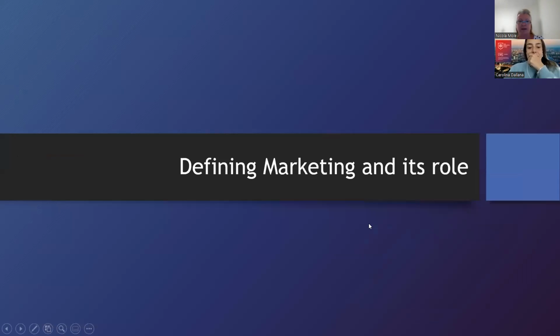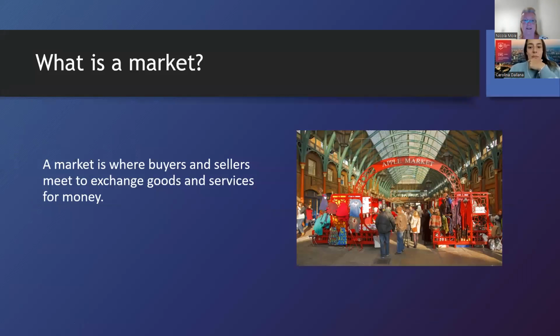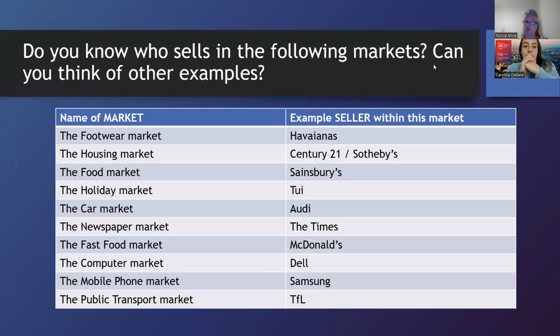All right, so that was the market that I was referring to in Covent Garden. So we're looking at different sellers of different products, some of which you would be familiar with in your country in Brazil, some of them you might not be. Newspaper market. So we have a range of newspapers that you can either buy a paper copy or you can buy online. Fast food market, we all know McDonald's. Computers, I am sure you've heard of the brand Dell. Samsung, very popular phone brand, and public transport.